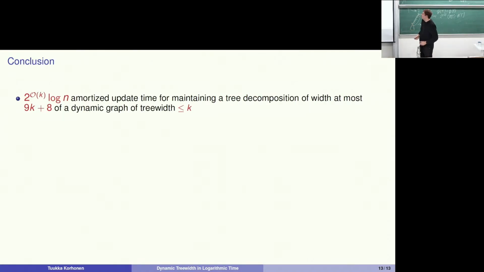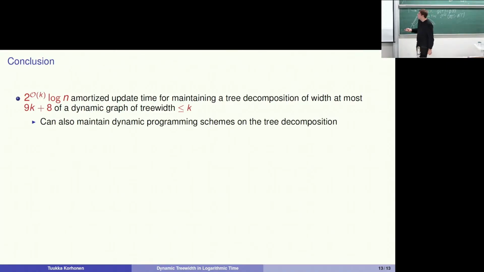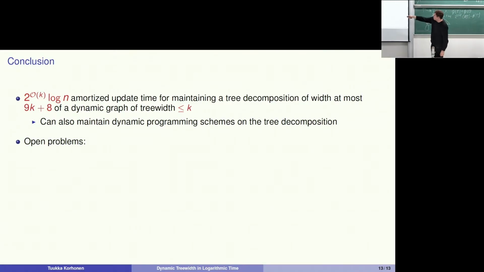So in conclusion, we have a dynamic algorithm for maintaining a tree decomposition of small width, and we can also maintain dynamic programming schemes on the tree decomposition. There are still some open problems. This solves the dynamic tree decomposition problem quite well, because you cannot really do better than log n, since even for dynamic forests you need log n. And also this 2 to the O of k is kind of optimal because, even for approximating treewidth in the static setting, it's not known if you can do better than a 2 to the O of k factor for constant approximation.